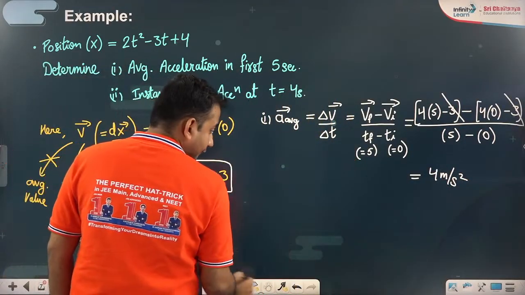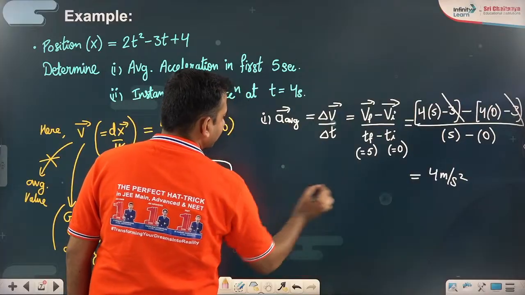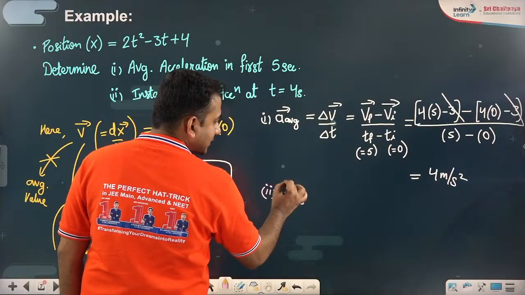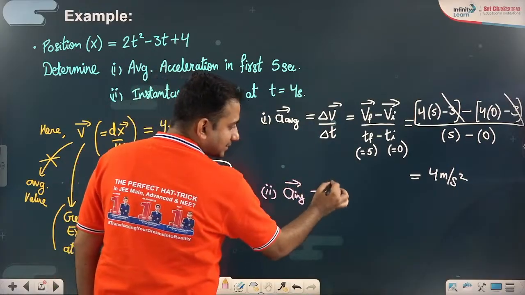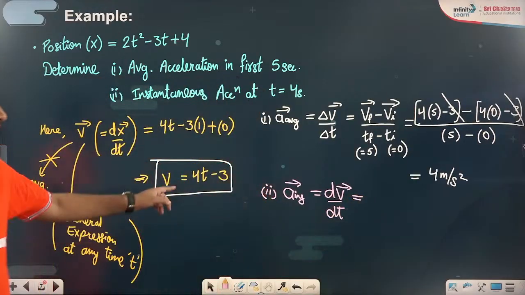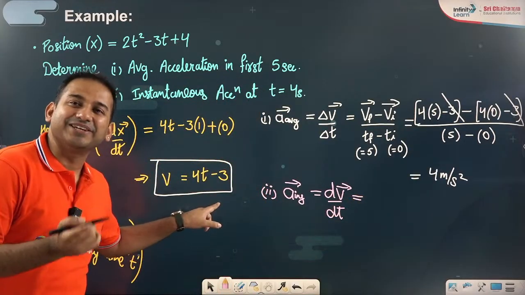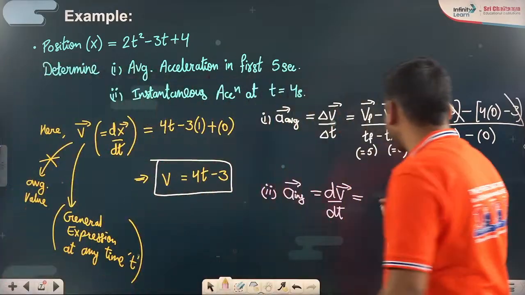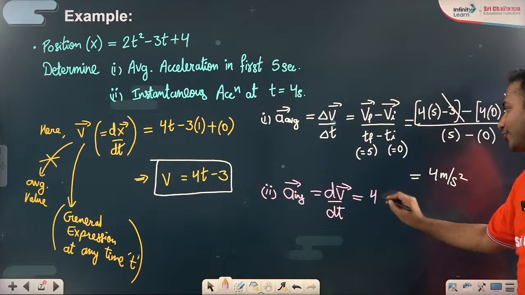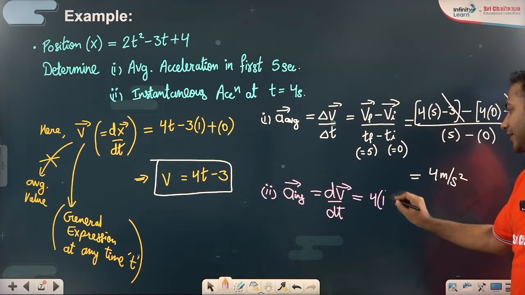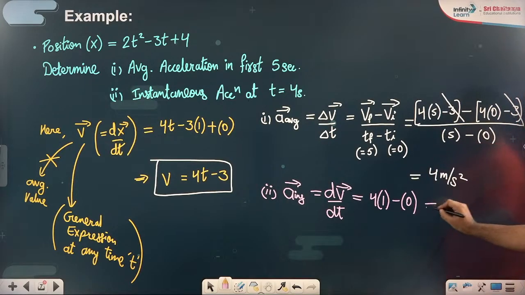Not only that, we can also get it as, see the second part, they are asking you the instantaneous acceleration. So instantaneous acceleration is dv vector by dt. dv vector by dt means instantaneous values are differentiation based. So if you use that as differentiation based, you will get it as 4 into 1 minus 0. So that is also 4 meter per second square.